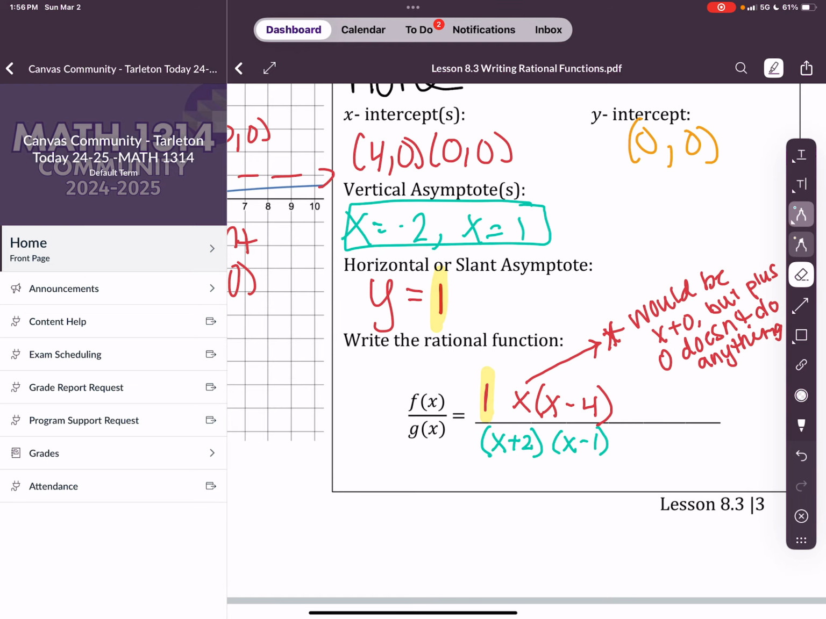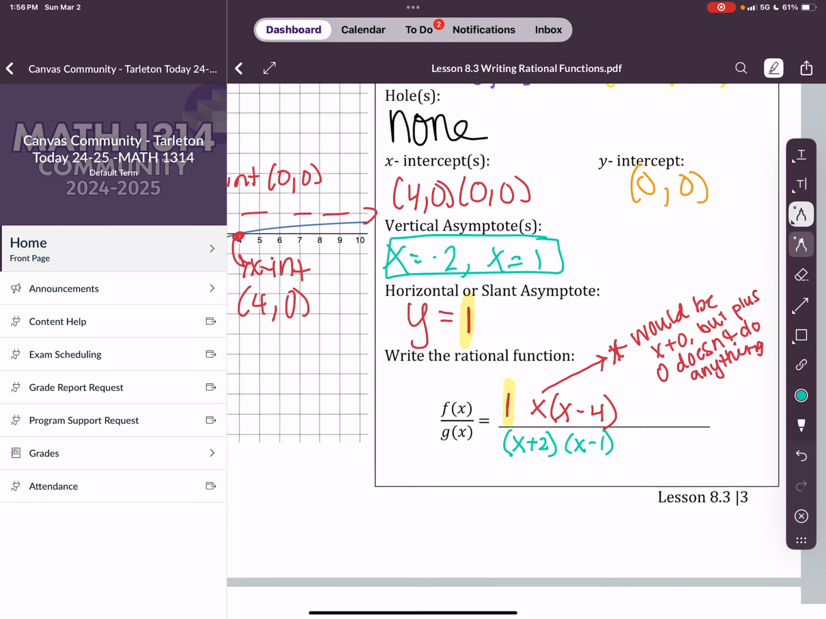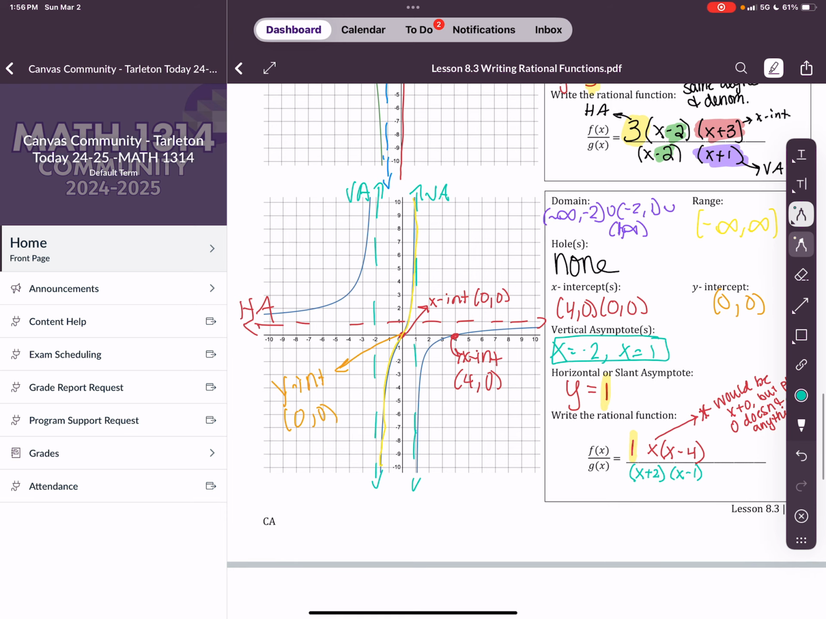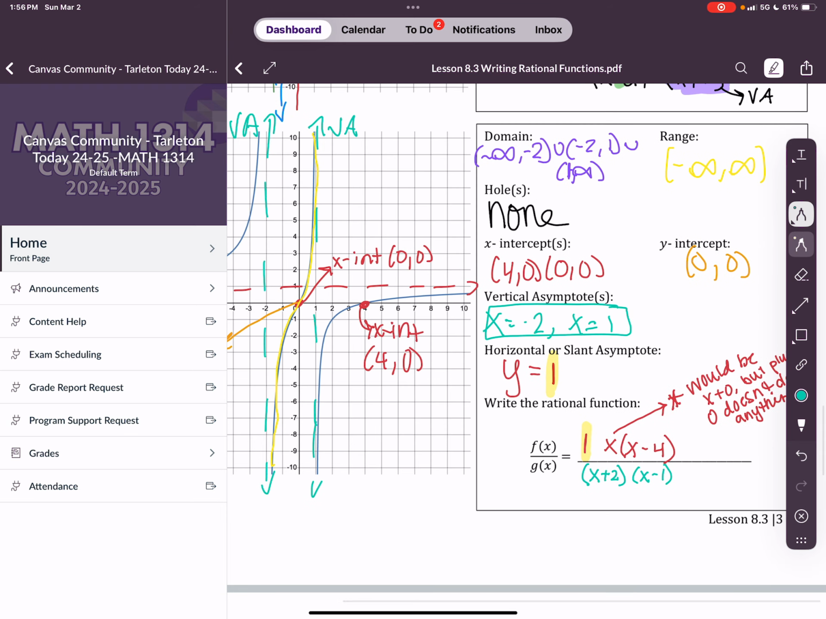Just as a refresh, like a recap, if you will. Okay. Let me zoom out so we can see it. Okay, there we go. I've highlighted in yellow the 1 because the number in front is going to come from our horizontal asymptote. I highlighted it to show you that that's where it would go, but remember, you're not going to write a 1 at the front because 1 times anything is just itself, okay? The x here that's by itself would actually be x plus 0 from our x-intercepts. But x plus 0 is really just x because adding 0 doesn't change anything.